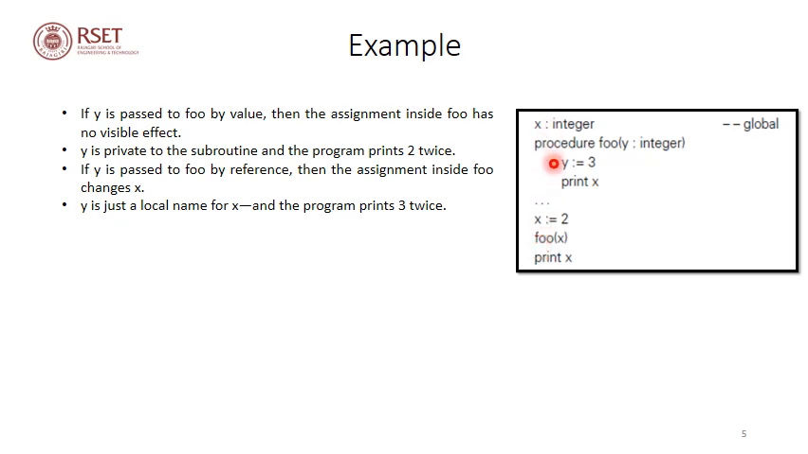Suppose in this case we are following call by value. The value of the global variable x is assigned as 2. Then we are passing foo of 2. Since we are following call by value, the value of x will be copied to the formal parameter y, and y also becomes 2. Within the body of the function, notice that y is now a local variable. It's private to the function foo, and we are now assigning the value 3 to y.